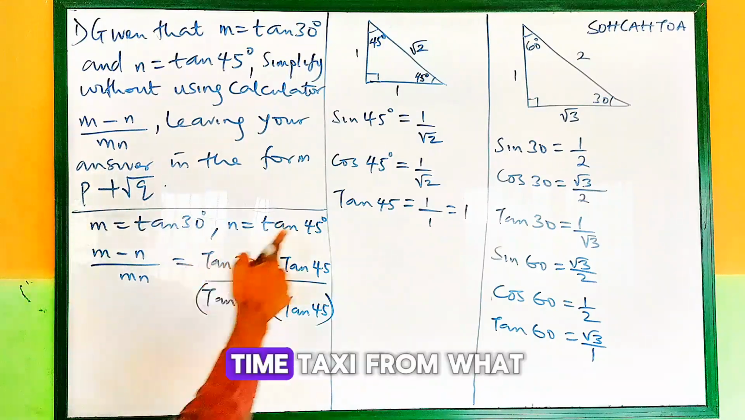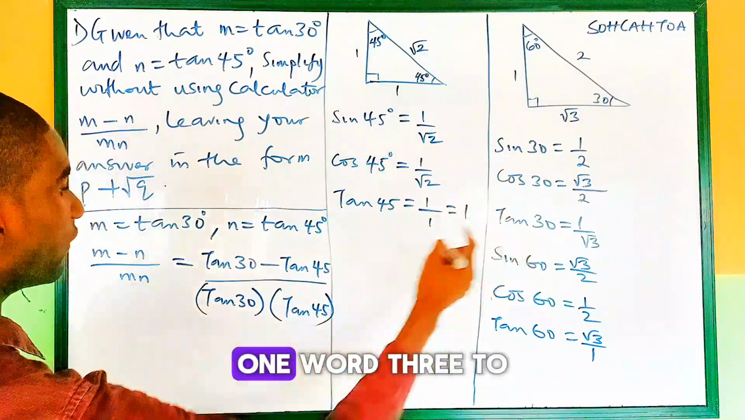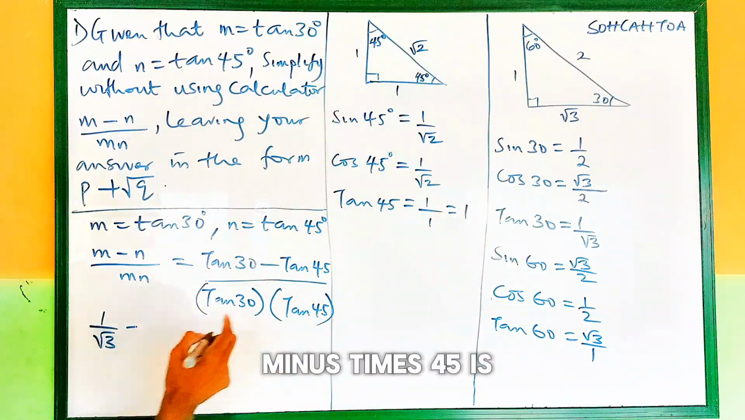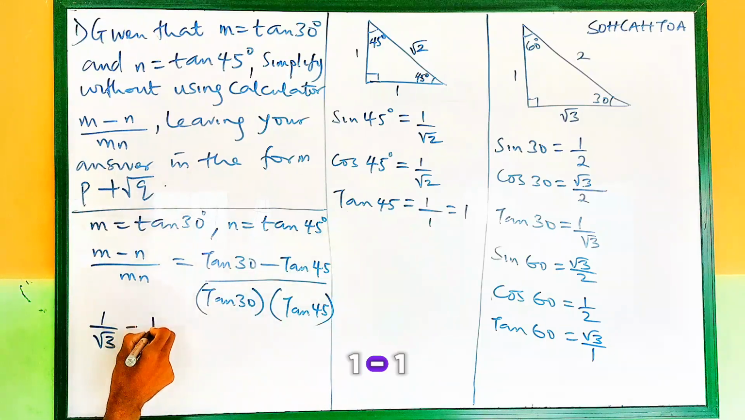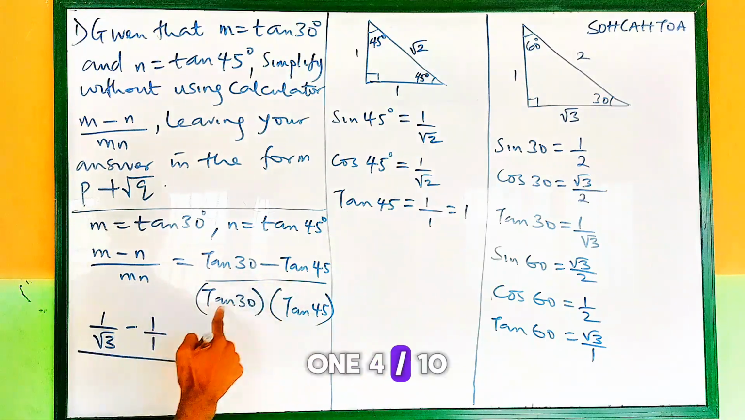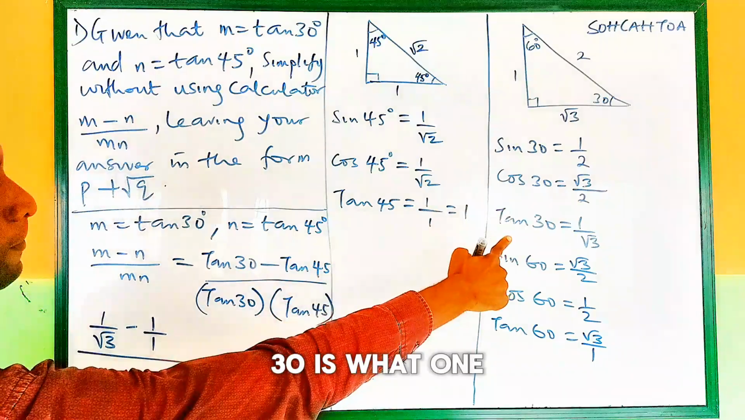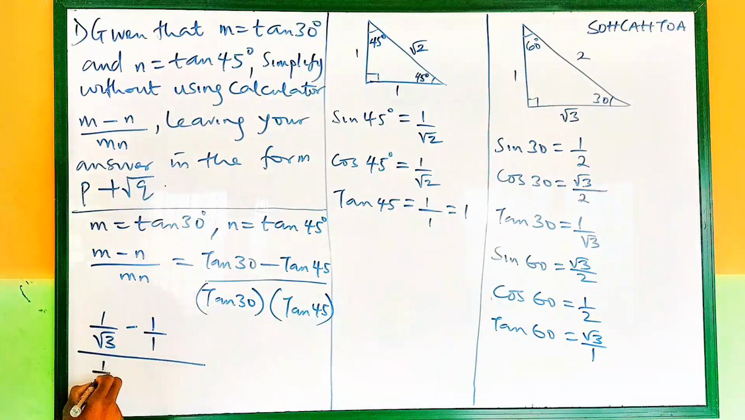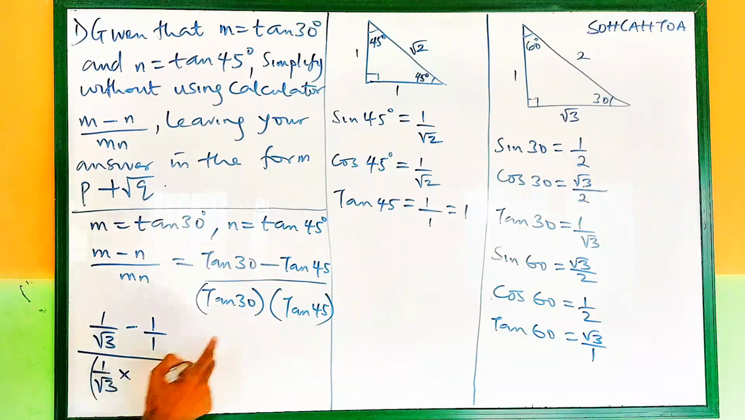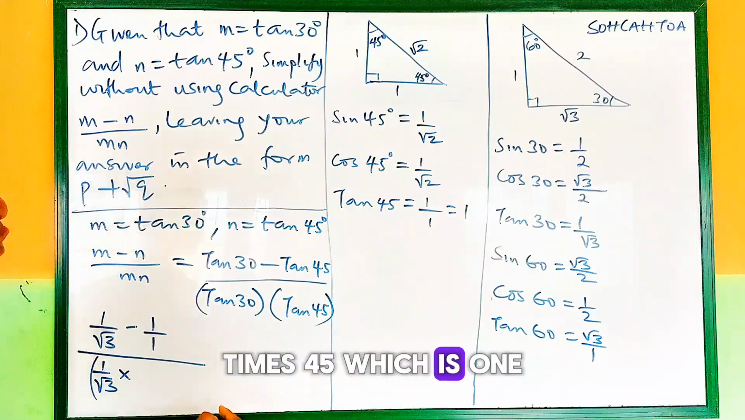Okay, so what is tan 30 from what we have done here? 1 over root 3, so you have 1 over root 3 minus tan 45, which is 1, that is 1 over 1, all divided by tan 30, which is 1 over root 3, multiplied by tan 45, which is 1.